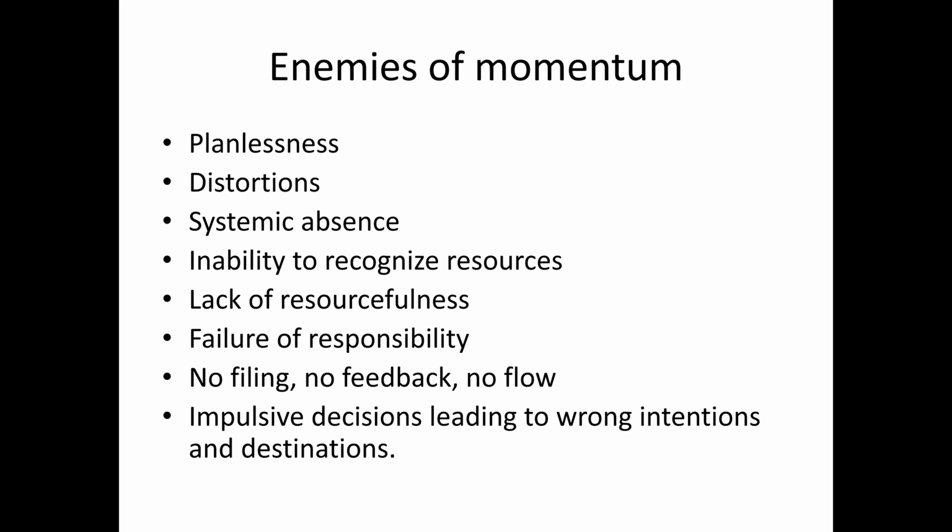So the second enemy of momentum, like I said, is distortions. When we break rules because of people and because of sentiment, momentum will be momentarily affected. Then the third one is systemic absence. No system in place. Information will be so bulky and so half-baked. You can even plan to do certain things, but so many things are concentrated on you as a person. That is it.